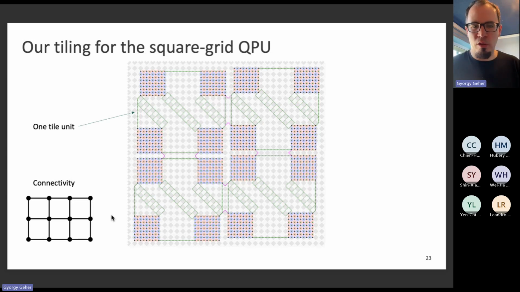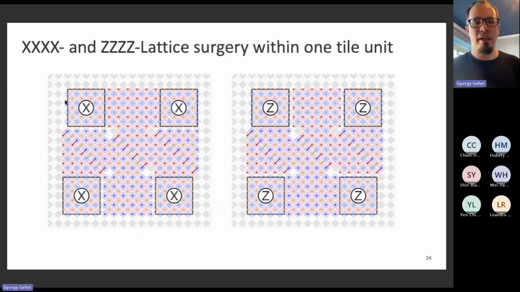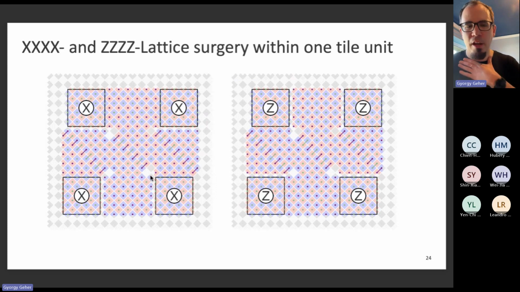And this is something which we have never seen before. So this is how it goes. If we just care about one tie unit, then an XXXX can be measured like that. You can see that these are the elongated rectangles which are measured with tangled syndrome extraction, and these things you leave out essentially. And if you would like to measure ZZZZ, then this is how you measure. The purple dots are the ones which you have to multiply together to get the outcome.